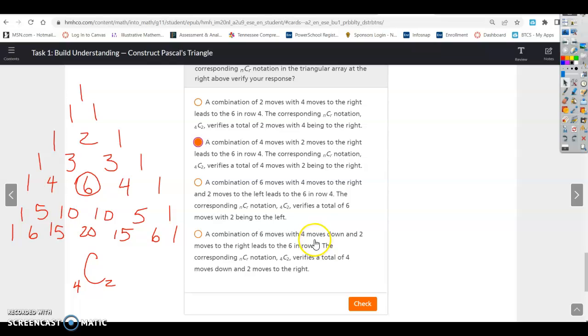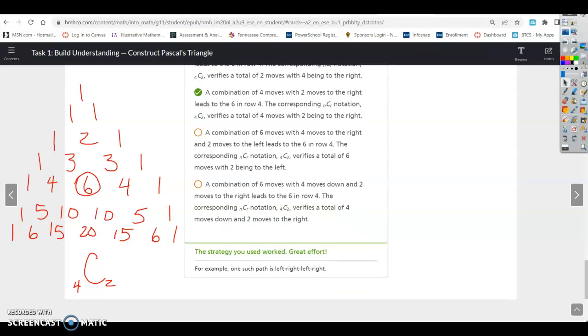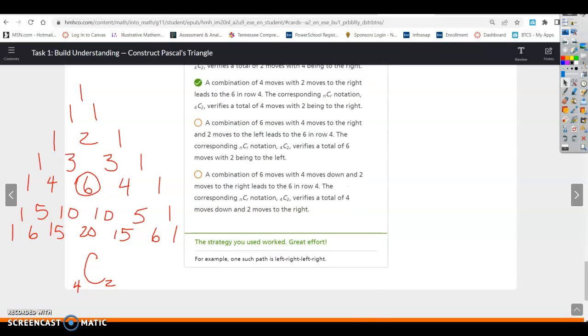We don't typically indicate this. Let's see if this is the correct answer. All right, so the second one is the correct answer. The fourth one there is a little tricky, but the second one is the better answer, and it says one such path is left, right, left, right. So it just talks about the different combinations to get to this.